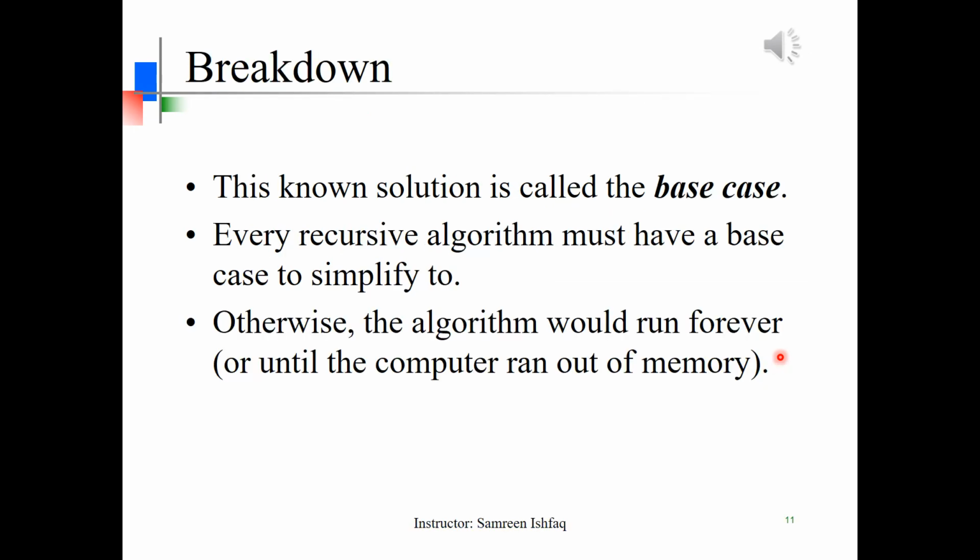Every recursive definition has two parts. One is the base case, another is the generic case or general case. The known solution of the recursive definition is the base case. In the previous example, in the case of the factorial function, the base case was factorial of 0 equivalent to 1. If the value of n is 0, the answer will be 1. That was the known solution. So every recursive algorithm must have a base case to simplify to. Otherwise, the algorithm would run forever and turn into an infinite iteration or until the computer ran out of memory.